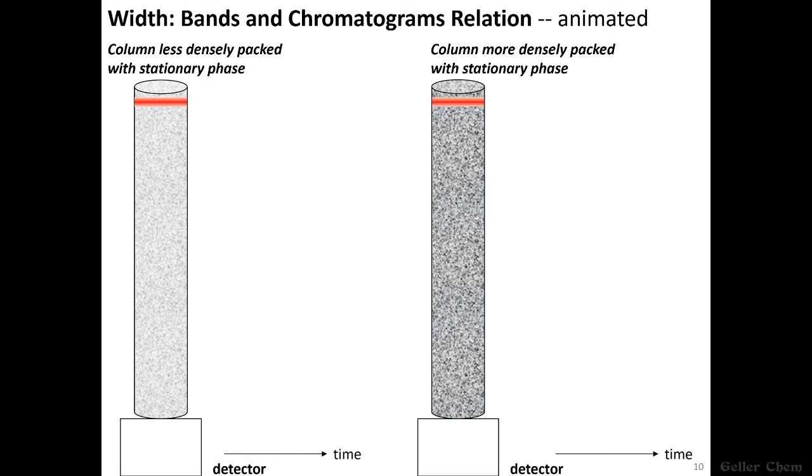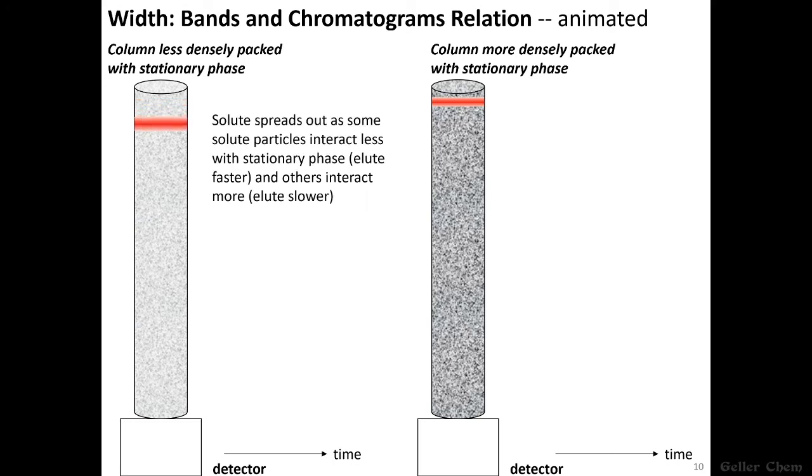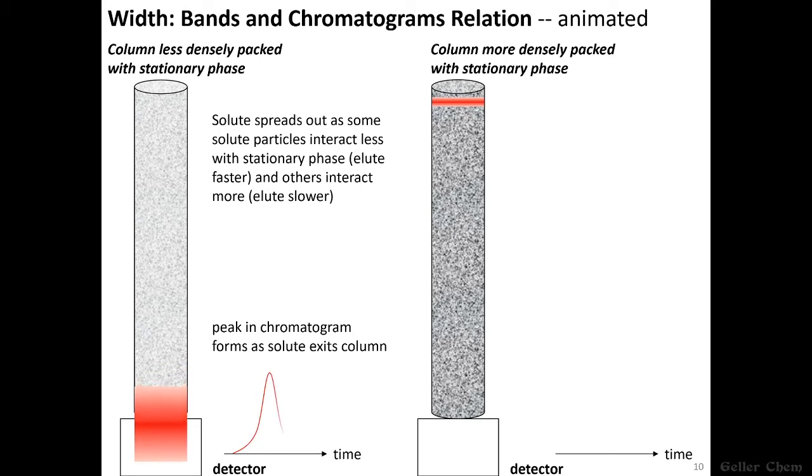So I'm going to start by showing what would happen as we flowed this red solute through the left column, the less densely packed column. Here we go. We can see the solute starting to spread out. And this is because some of the particles are interacting less with the stationary phase, and others are interacting more. Even though they're all the same type of chemical, some just happen to interact more and others less. And as they exit, our peak forms, and we've seen this animation before.